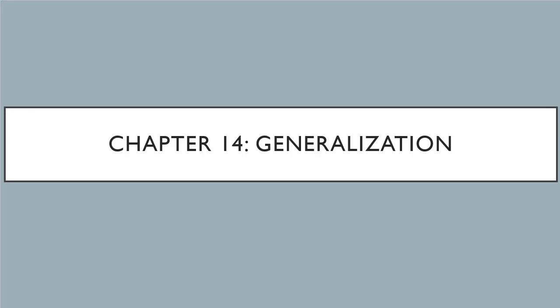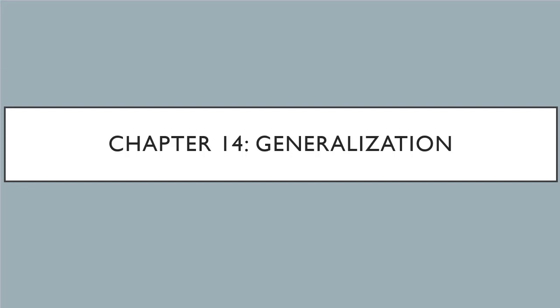In chapter 14, we're going to be talking about generalization. Generalization is a principle that has to do with our ability to take our research findings in our study and apply it to broader populations of individuals. After all, the goal of any research study is to find out some information about a group of people and see how it applies to other groups of people.